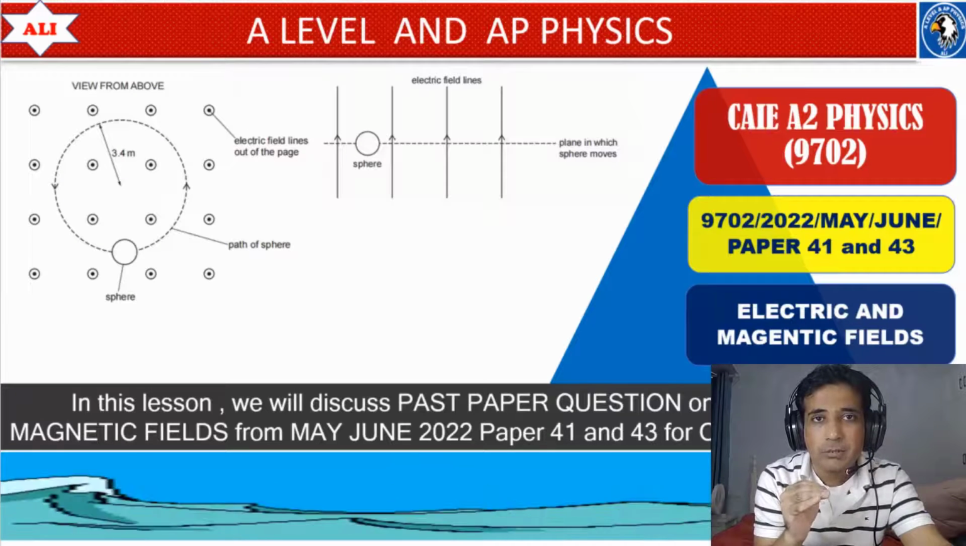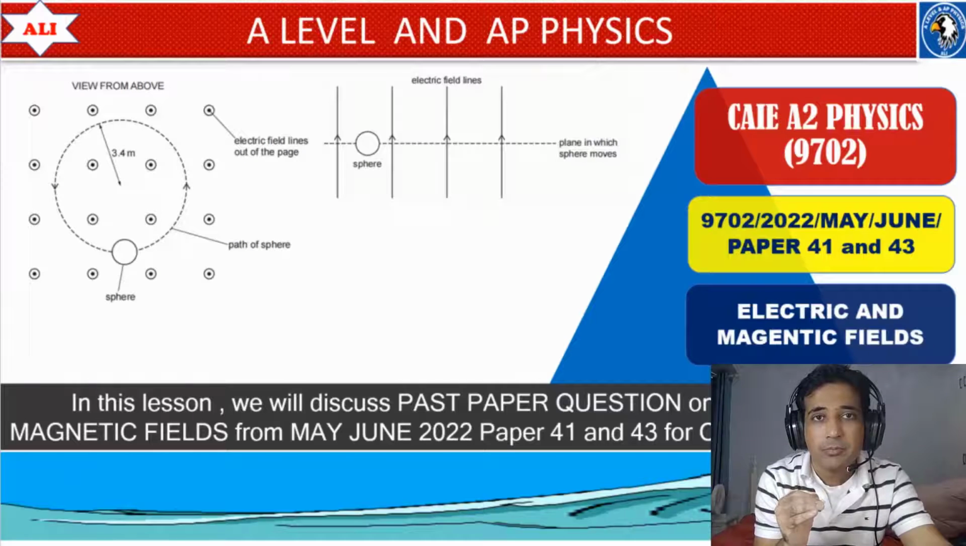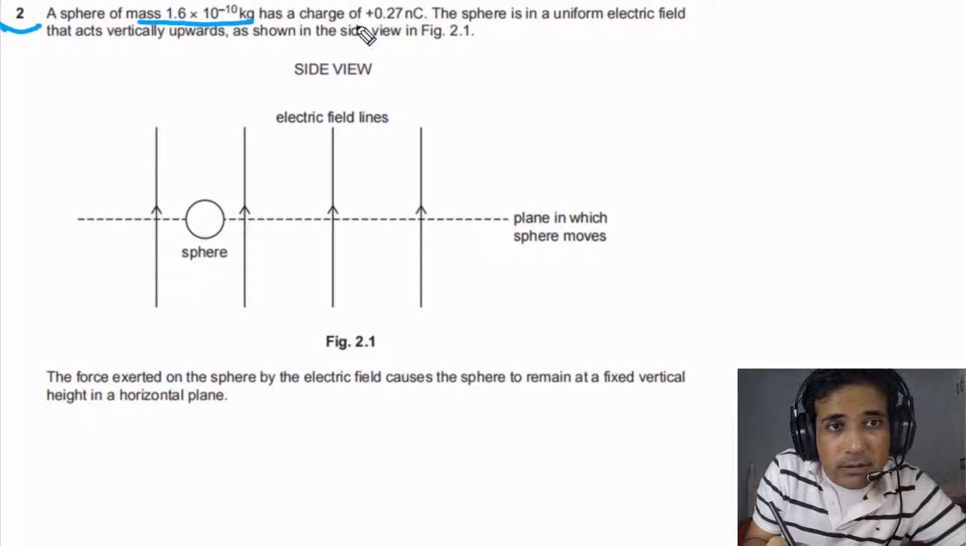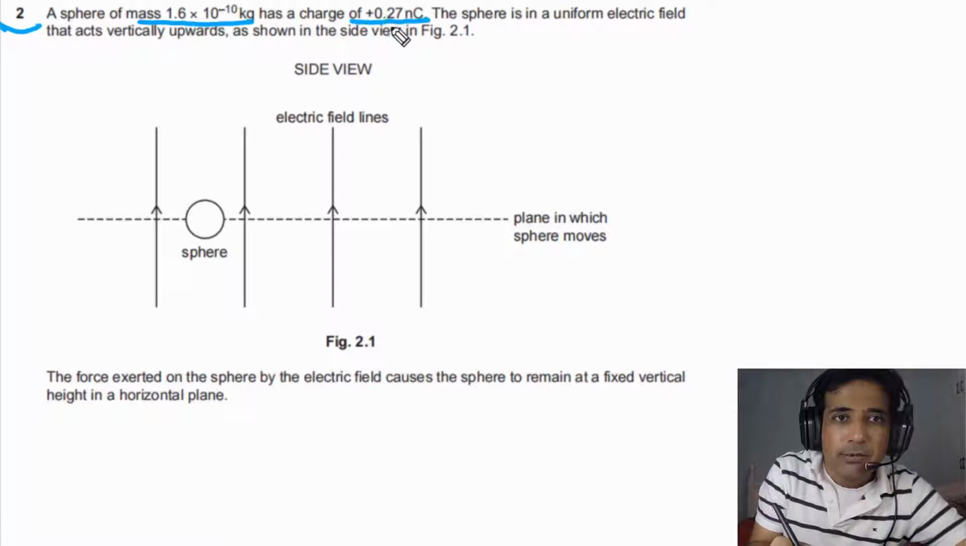and we will study this one by solving past paper questions. Let's study together. Let's improve together. For question number 2, it is given to us a sphere of mass 1.6 times 10 to negative 10 kg has a charge of 0.27 nanocoulombs, and this is positive charge.